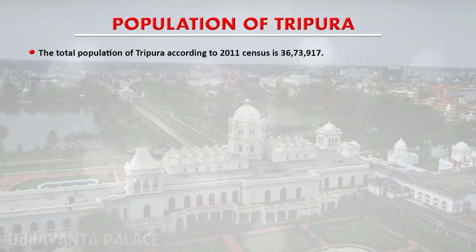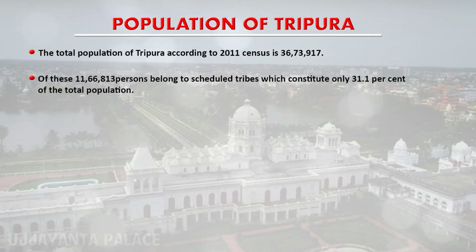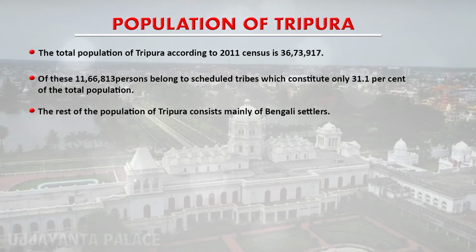As per the census of 2011, the total population of Tripura was 36,73,917, and out of that around 31% of people belong to the indigenous and tribal populations. It is unfortunate that Tripura itself is a tribal state, but the people who migrated from East Pakistan and Bangladesh increased so much that they are now around 70%, and the indigenous people have become a minority. The rest of the people are mainly Bengali people.